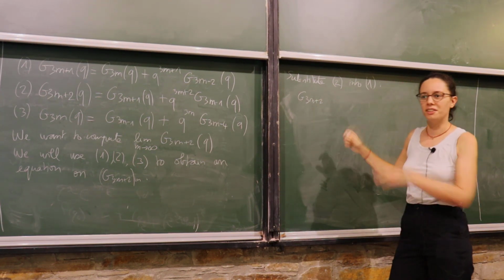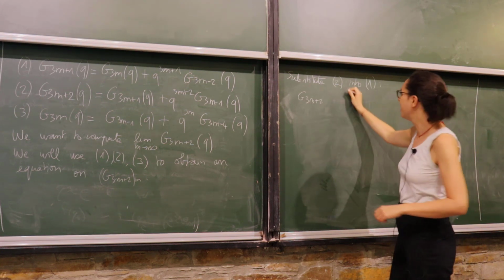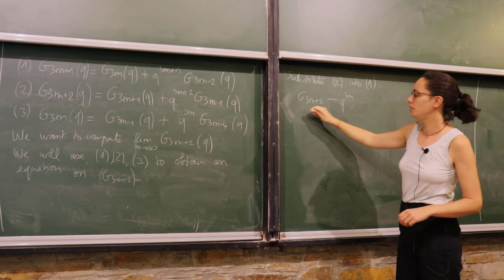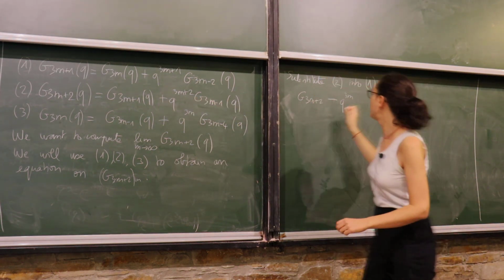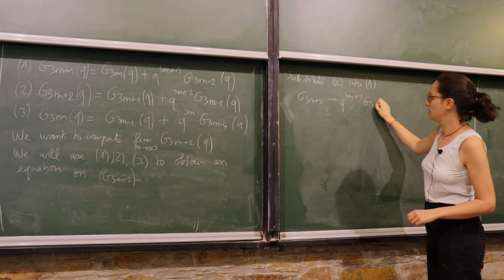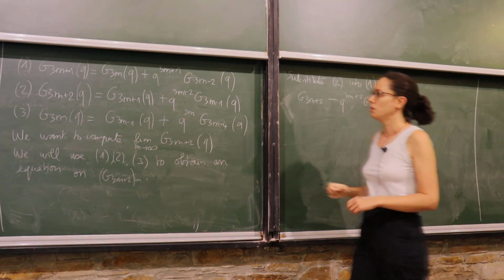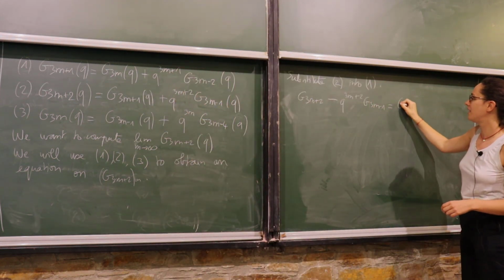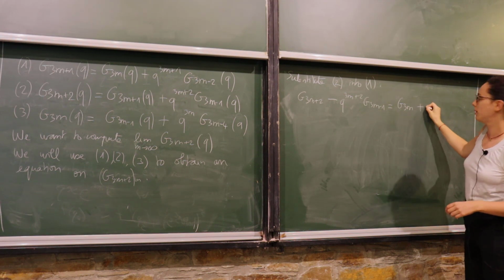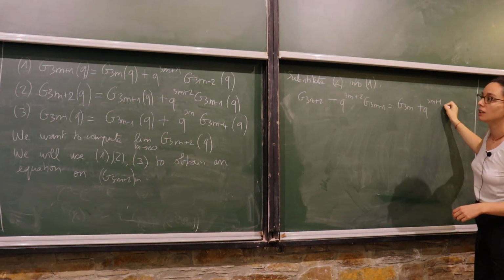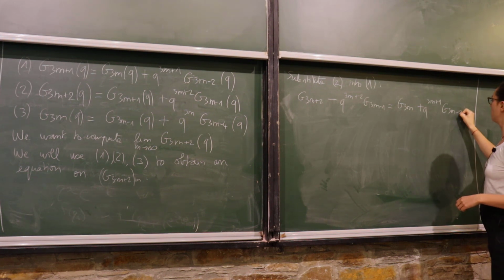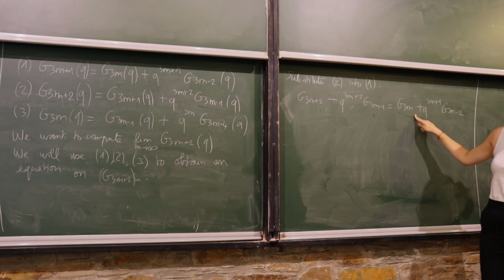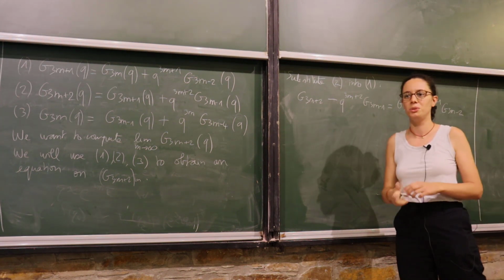I'm probably going to be a bit lazy and not write the q's between the parentheses again. I hope you don't mind. So we have G3m plus 2 minus q to the 3m plus 2 G3m minus 1, which is now here, and the rest we keep as it is so far. So we have G3m plus q to the 3m plus 1 G3m minus 2. So now everything except this 3m is with indices congruent to 2 modulo 3.